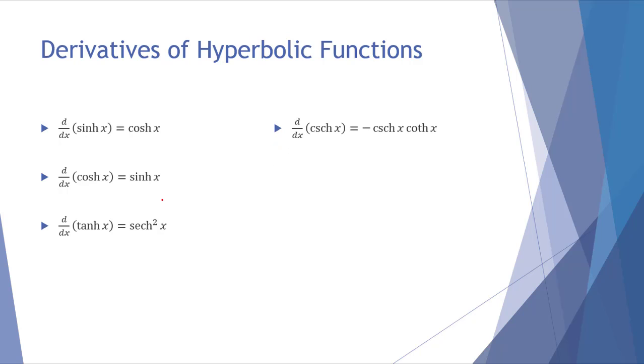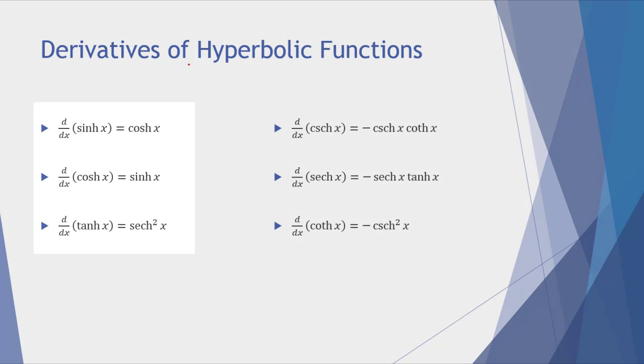The derivative of hyperbolic cosecant x is negative hyperbolic cosecant x hyperbolic cotangent x. But the derivative with respect to x of hyperbolic secant x is negative hyperbolic secant x hyperbolic tangent x. And the derivative of hyperbolic cotangent x is negative hyperbolic cosecant squared x. So again, they're similar, but all three on the left are positive and all three on the right are negative. So there's some sign differences here.